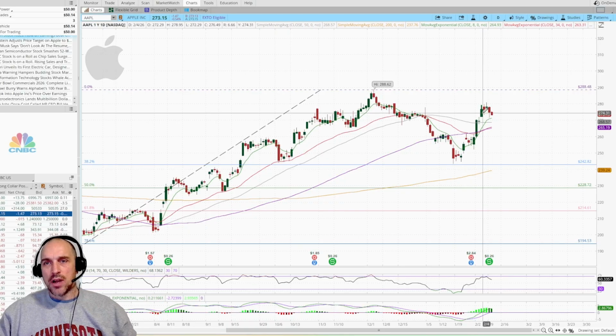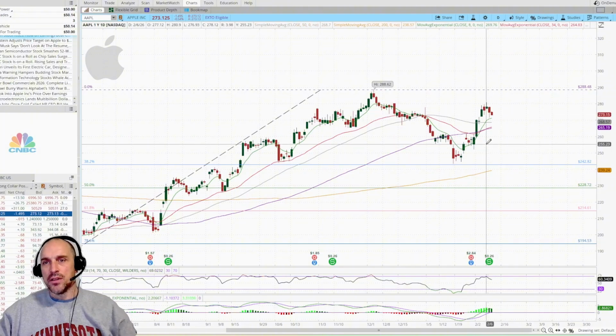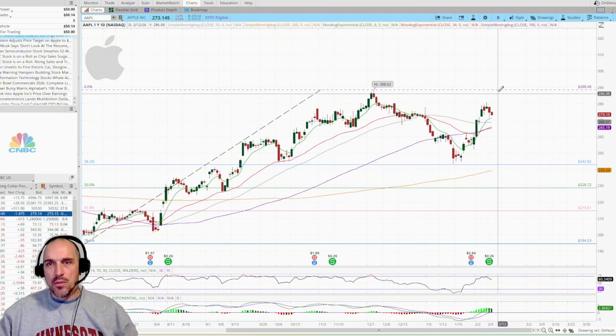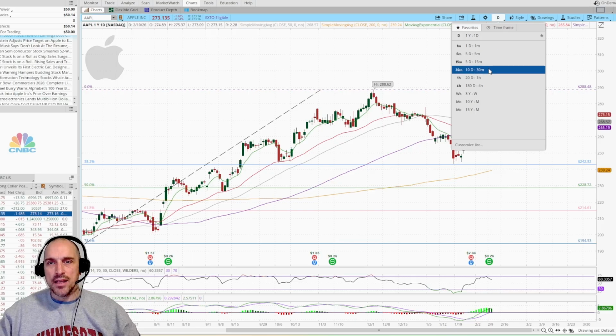It went down, it tried to get back up. Oh, didn't quite make it. And now the tide is turning. So I actually have this trade on right now. But let's go look at the 30-minute and see why I did it.